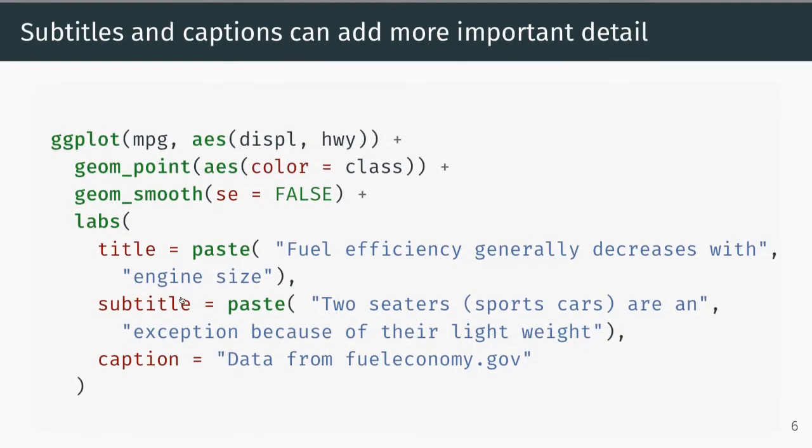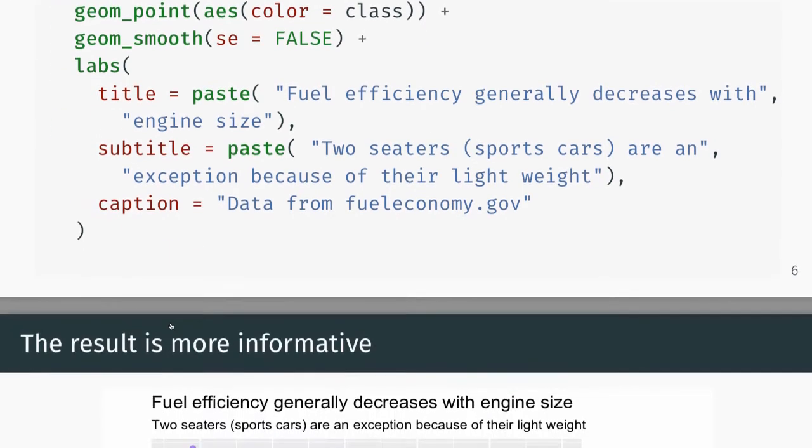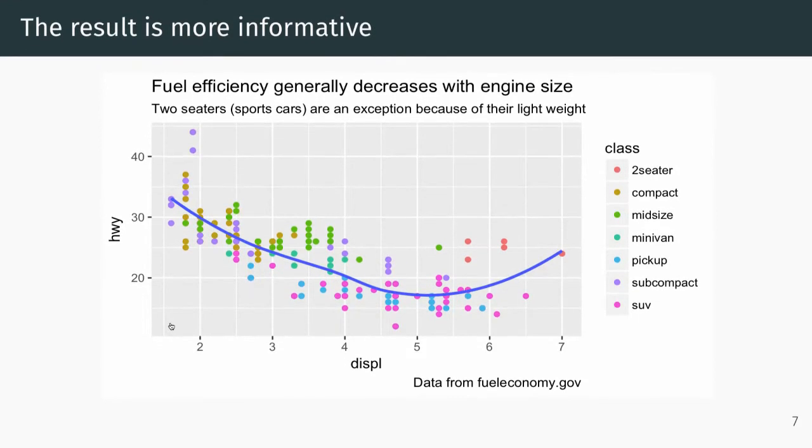Okay, and in addition to adding the title, there are other labels that we can add. We can add subtitles and captions. So here we have exactly the same thing. By the way, this is just saying standard, there's no standard error bars around the smooth line. So we have the title, the subtitle, and the caption, and we're using the paste function here. This is just for convenience, so that we're not running off the screen or running off the page here. And the result of this is more informative. The result of this is that we have a graphic that stands by itself better.